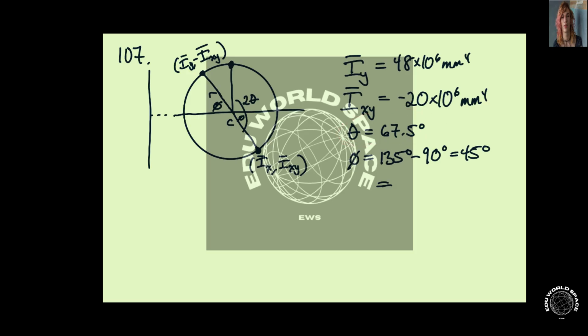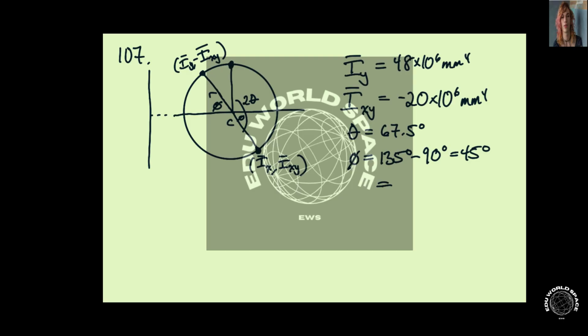Counterclockwise by 67.5 degrees. So if this is I bar x, I bar xy, if we rotate that by 135 degrees, we wind up at this point here where I bar x prime y prime is at a maximum. Okay, so we get to that point.